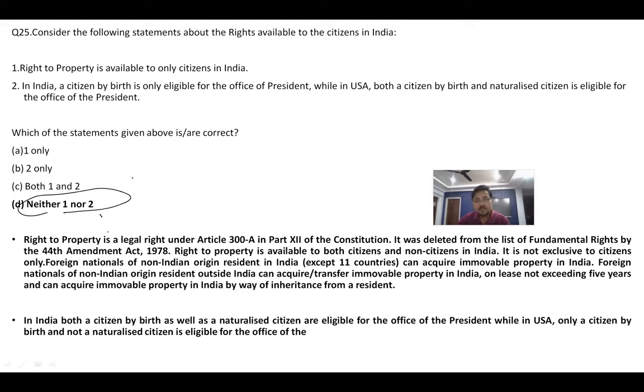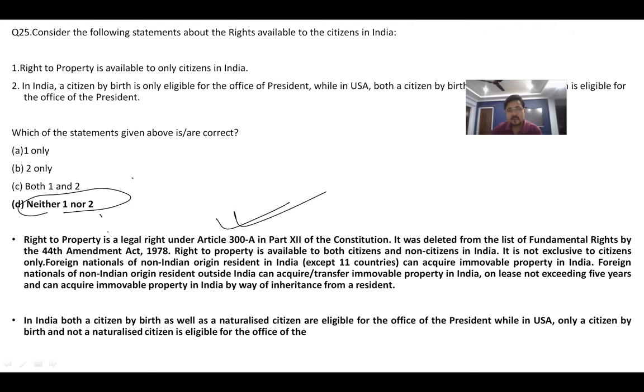Right to property is a legal right, not a fundamental right. It is a legal right under Article 300A under Part 12 of the Indian Constitution. It was deleted as a fundamental right by the 44th Constitutional Amendment Act of 1978. The right to property is available to both citizens and non-citizens in India. It is not exclusive to citizens only.